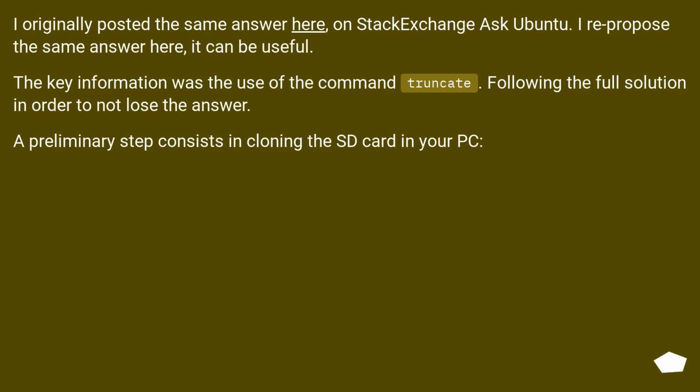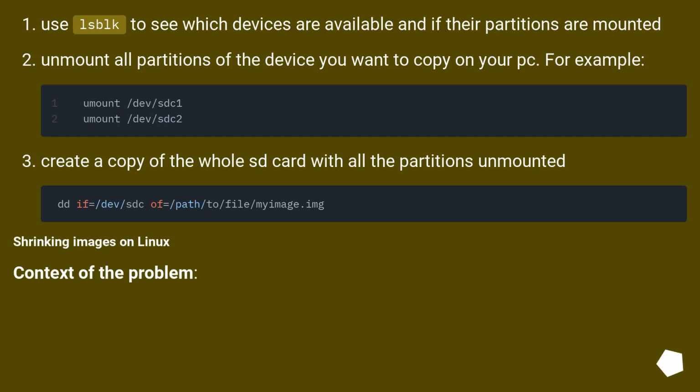A preliminary step consists in cloning the SD card in your PC. Use lsblk to see which devices are available and if their partitions are mounted. Unmount all partitions of the device you want to copy on your PC. For example, create a copy of the whole SD card with all the partitions unmounted.